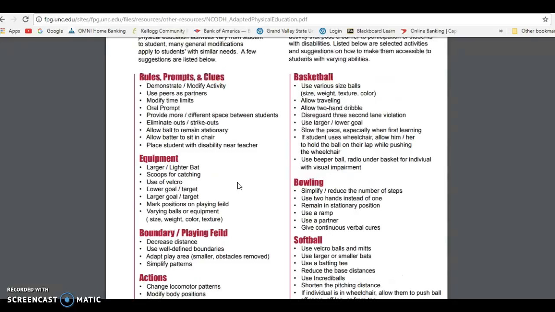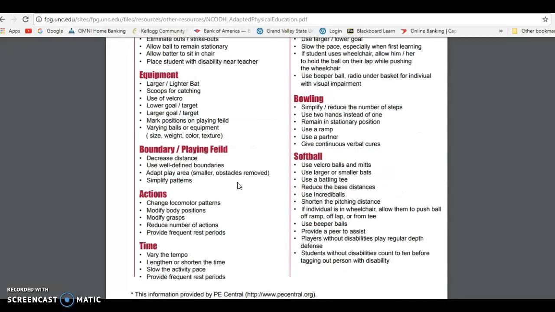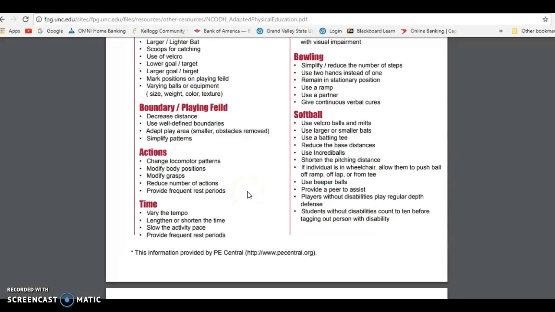With equipment, we can make larger goals, larger balls, larger bats. With boundaries, we can either confine the boundaries, or for skilled athletes in certain situations, we would amplify the boundaries and have simplified patterns, as it says there. With time, we can vary the tempo as well. We can slow the activity pace down and provide more frequent rest periods, as it states right there.